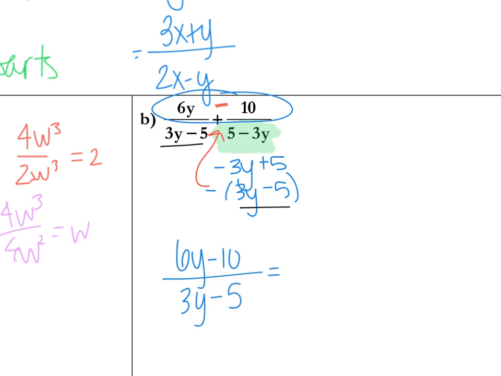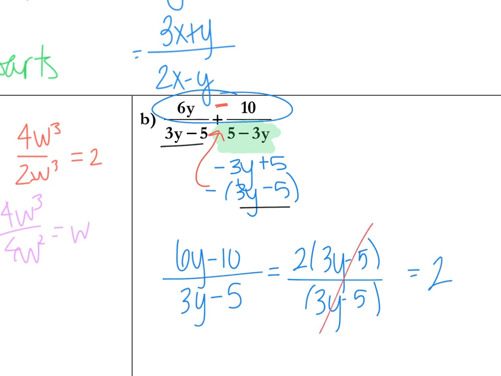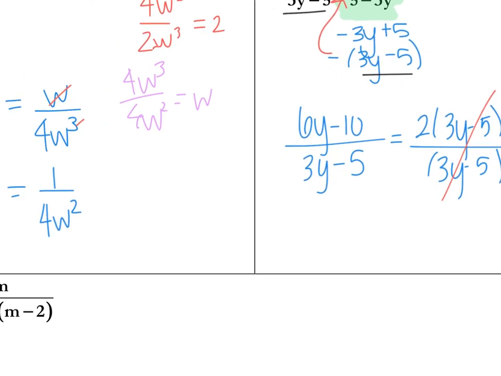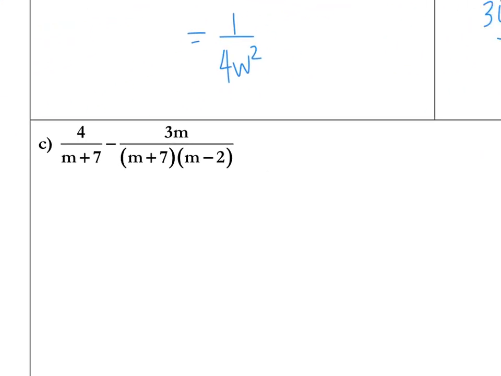See if you can factor anything, which we can. We can take a 2 out. And in this example, we can actually cancel further, and we are left with just 2. Okay. So just change the operation between the two fractions. All right. Last example for these notes.